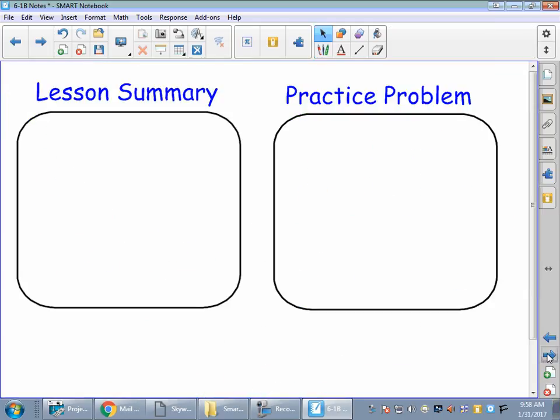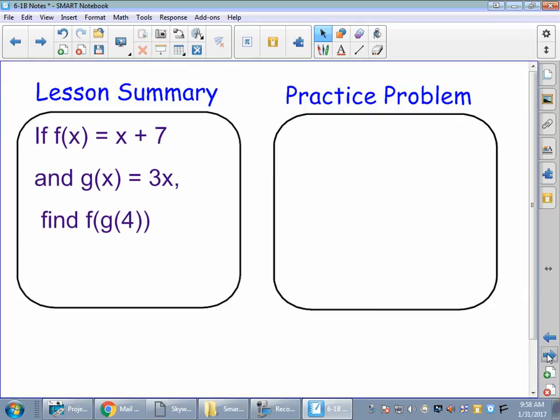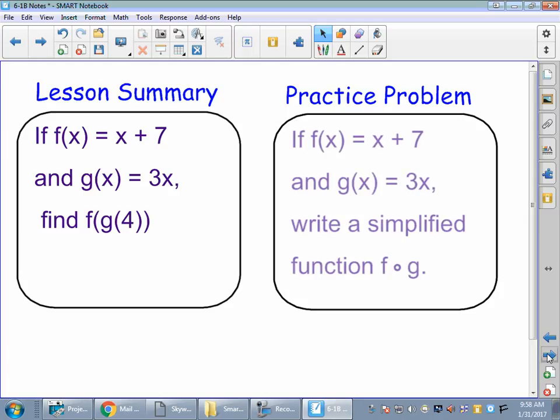So for your lesson summary, I want you to find the value of f composition g of 4 using those two functions. And then using the same two functions, I want you to write a simplified function, f composition g. So in the lesson summary, you'll have a number as your answer, and in the practice problem, you'll have a function, you'll have variables in your answer. Good luck.